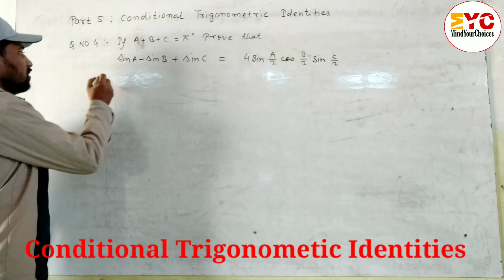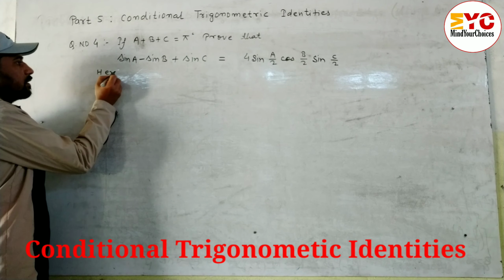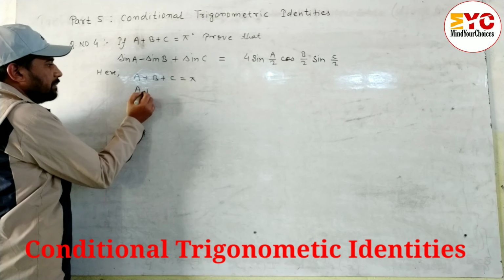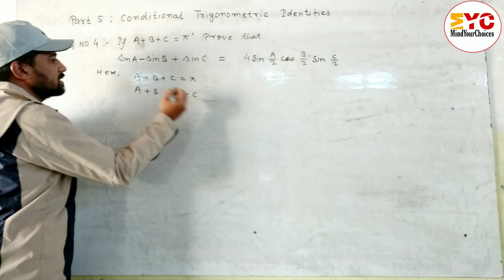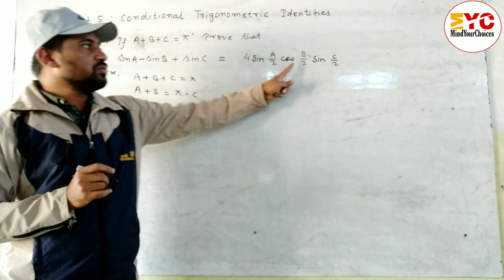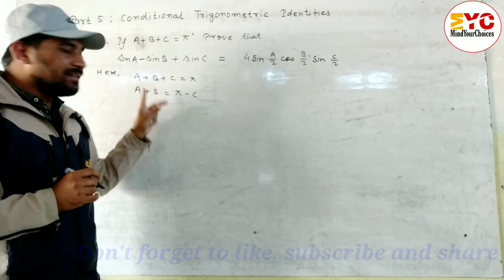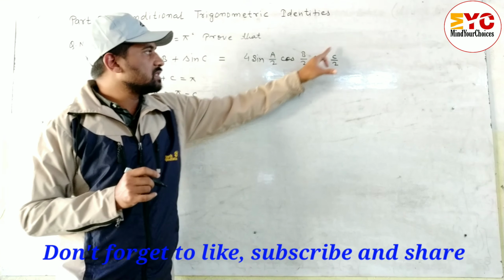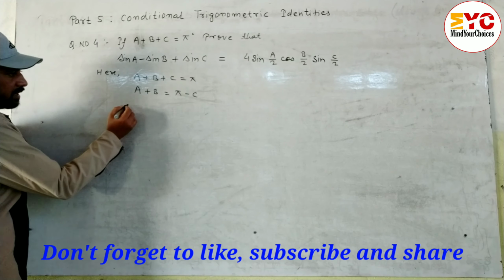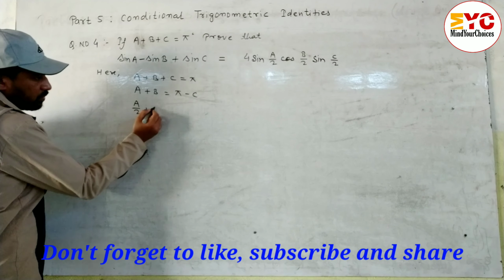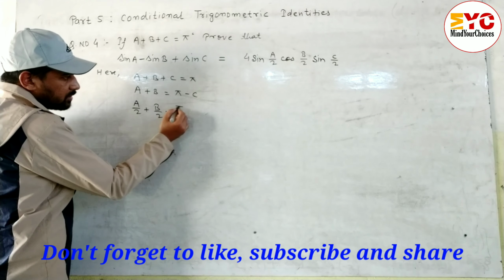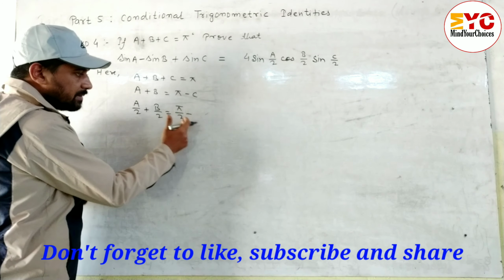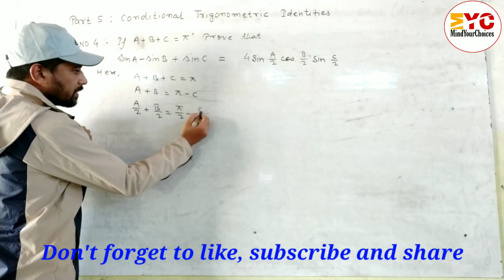So first of all, we have to write the condition here, a plus b plus c is equal to pi, then a plus b is equal to pi minus c, and after this we have to prove a by 2, b by 2, c by 2. We have to divide or multiply, it depends on the RHS. In the RHS here is a by 2, b by 2, c by 2, so we have to divide by 2 here. So dividing both sides by 2, a by 2 plus b by 2 is equal to pi by 2, or you can write, pi means 180, 180 by 2 means 90. You can write directly 90 also, minus c by 2.